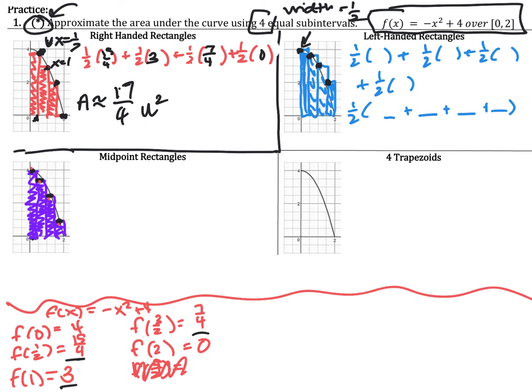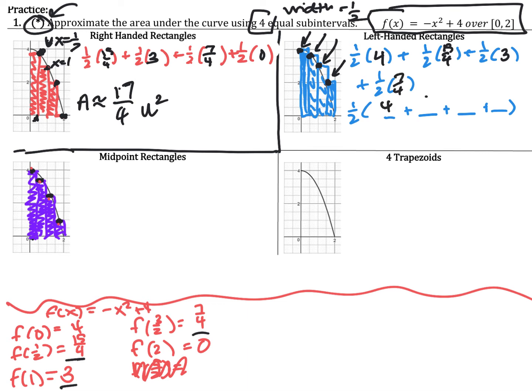So here, the height of the first rectangle is when x is equal to 0, and when x is equal to 0, the height is 4. The second rectangle is when x is 1/2. We know that when x is 1/2, we're at 15/4. The third rectangle is here. We know that that's when x is 1. When x is 1, the height is 3. And the last one here is when x is 1 1/2 or 3/2, and that's going to give us 7/4.